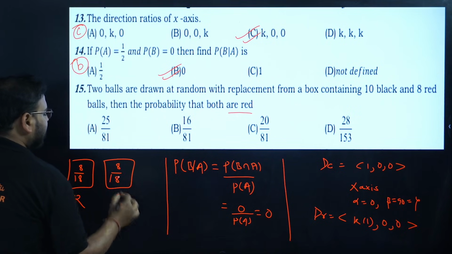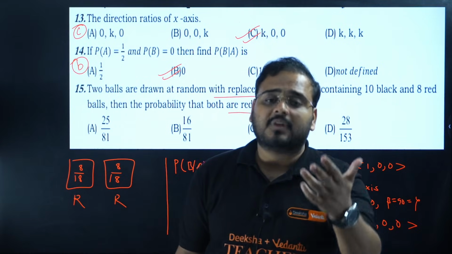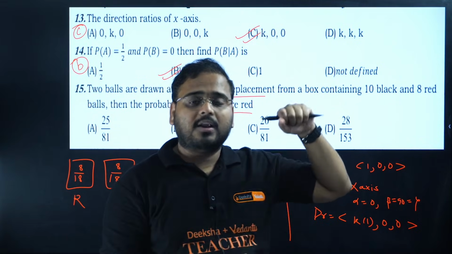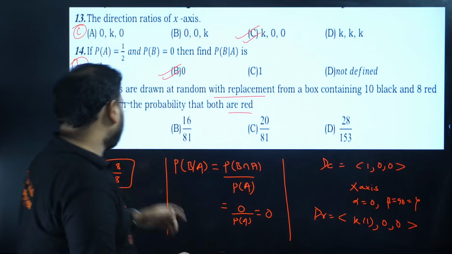8 by 18. Why 8 by 18, sir? Because they're saying with replacement. We have to put it back after taking the first one. Means after I withdraw the first ball, I'm going to put it back. Then I'm going to withdraw again the second ball. Okay, so we'll have 8 by 18.